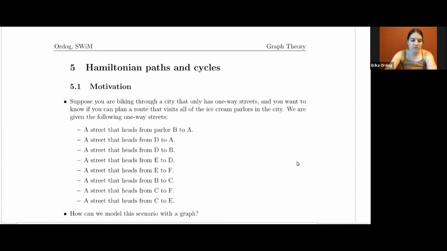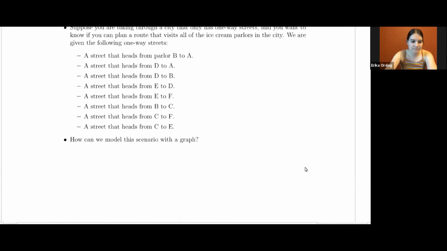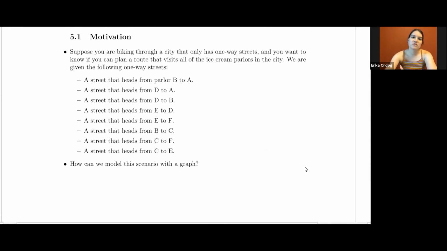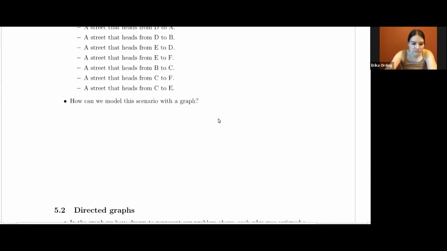So how can we model this scenario with a graph? In other words, what are our objects, our vertices, and our connections, which are our edges? Well, I would say the objects are the ice cream parlors, and the connections are if there's a street going from one parlor to the other.